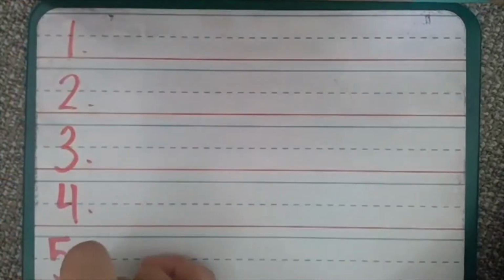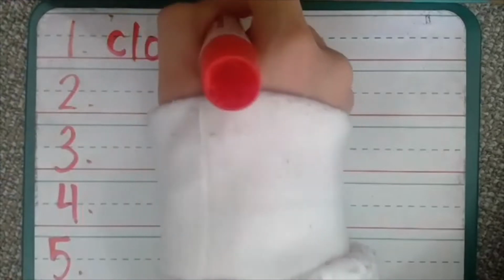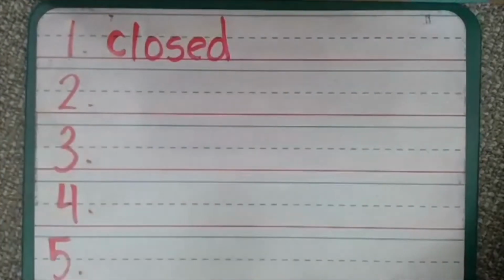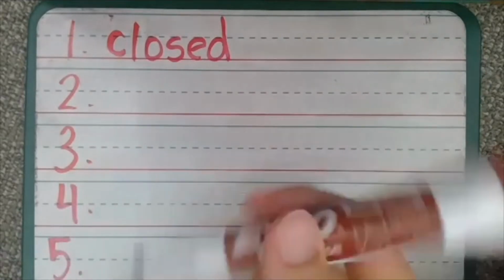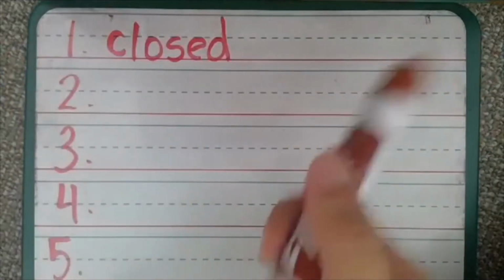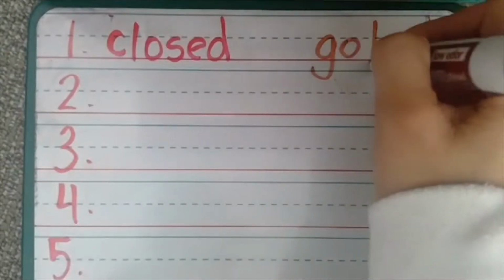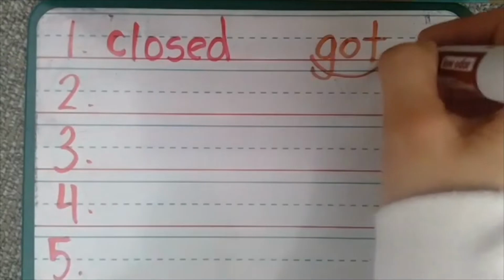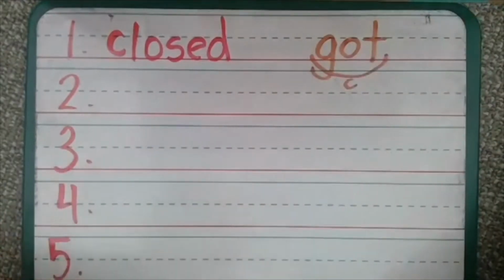Yeah, one of them is a closed syllable. What's a closed syllable? Yeah, a closed syllable is closed by a consonant. Remember, a consonant is any letter that's not a vowel. So for example, the word got, G-O-T, is a one syllable word. We'd mark it with a C because of that T closing it in.